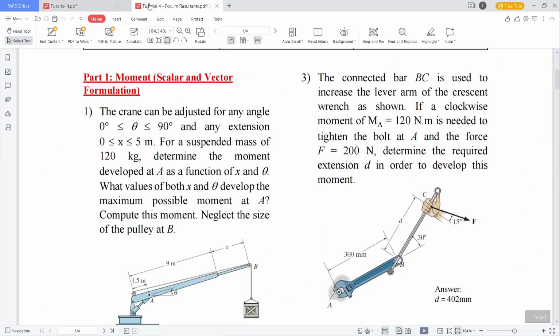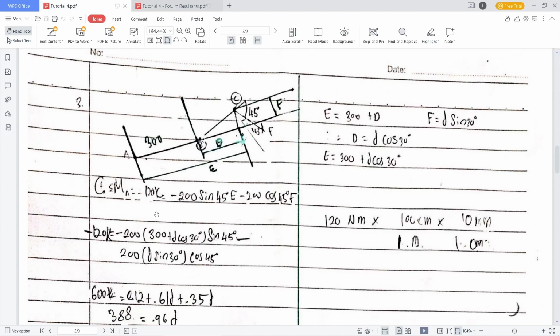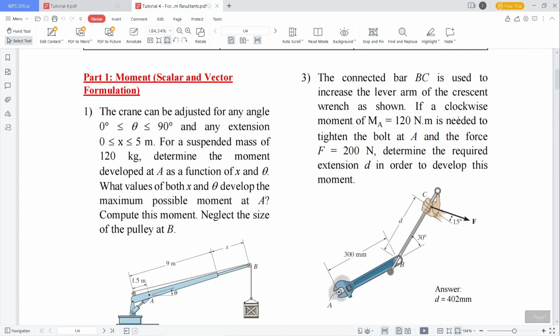We need to make sure that the distances are in the same unit, otherwise we get the wrong analysis. Since the unit that we are dealing with is millimeter, that's why I need to convert into millimeter. Or you can change millimeter into meter, it's up to you. But in this case, I'm dealing with distance in millimeter, so I need to convert Newton meter into Newton millimeter. So we'll get 120 kilonewton millimeter. The negative right here indicates that this moment A is exerted in the clockwise direction.